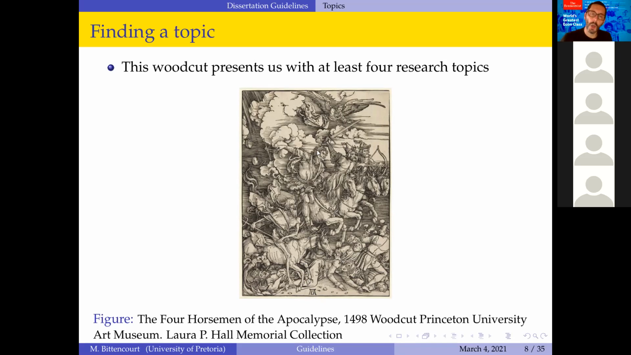And this particular copy, because it's a woodcut, so it can be reproduced almost forever, indefinitely. And this one is at Princeton University Art Museum. So when you look at that woodcut, that picture, I'm saying there are at least 4 research topics there. Can you tell me one research topic that is coming from that woodcut?